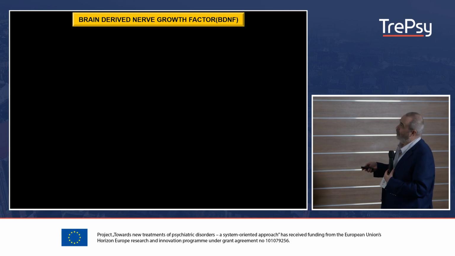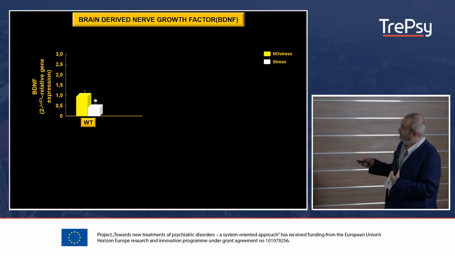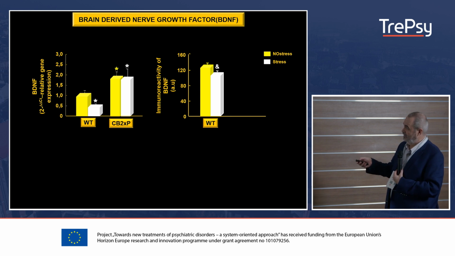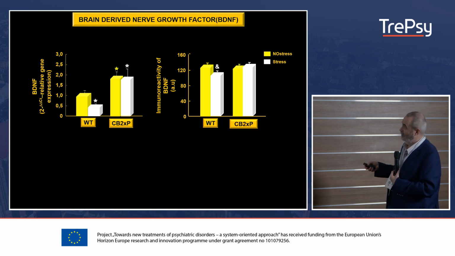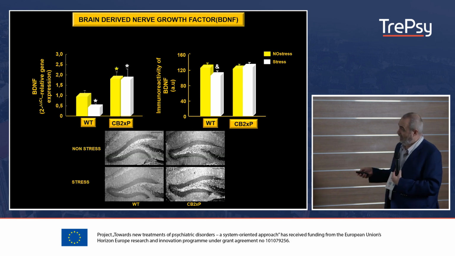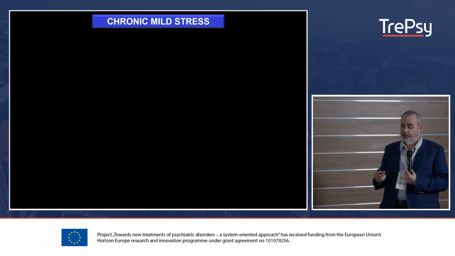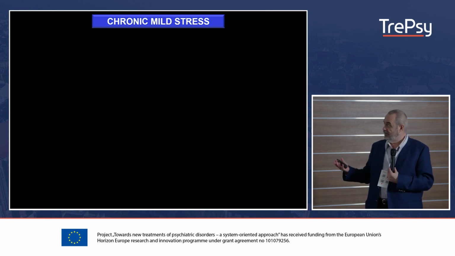Probably we don't know the whole answer, but we looked at BDNF, and we found that BDNF decreased after the chronic mild stress. We all know that. It has been published several times, and the immunoreactivity too. In the mice overexpressing the CB2 receptor, BDNF is much, much higher than in wild type, and there is no effect at all with the chronic mild stress. Remember, 7 weeks of continuous stress. And we can see this in the immunohistochemistry that is here down on the slide.